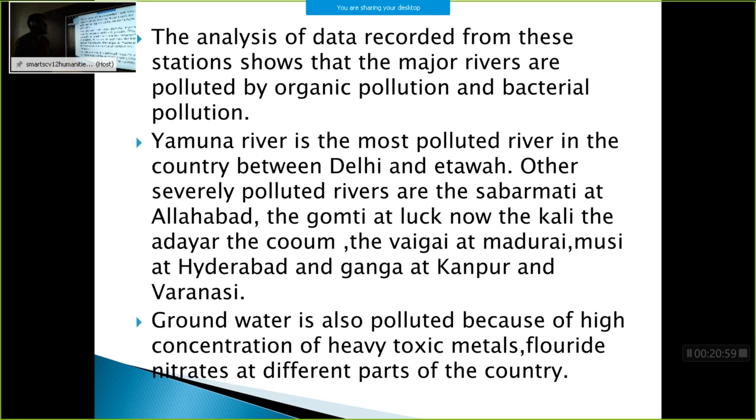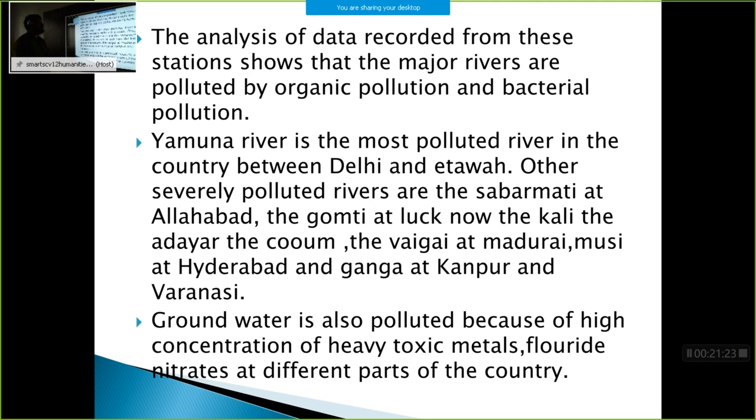The analysis of data recorded from these stations shows that the major rivers are polluted by organic pollution and bacterial pollution. Definitely organic pollution and bacterial pollution. These pollutants are mainly coming from domestic waste and industrial waste. So that is the main reason for these pollutants.